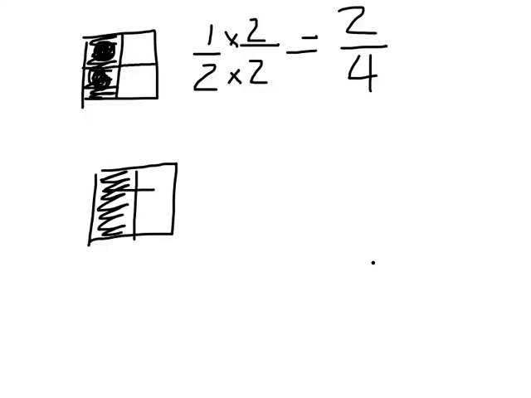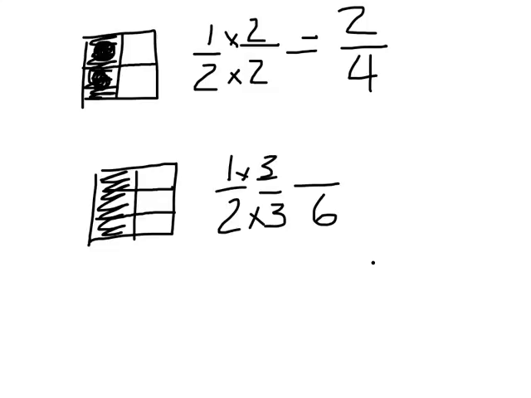I did almost the same thing when I changed 1/2 into 3/6. I cut the 2 pieces of the whole that I had total into 3 times as many pieces to get 6, and I cut the 1 piece that I had into 3 times as many pieces to get 3. I multiplied by 3 over 3, which again is equivalent to 1. So I can create an equivalent fraction by multiplying by a fraction equal to 1, or by multiplying by the same number in the numerator and denominator.